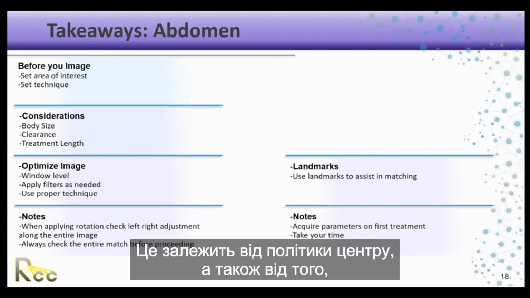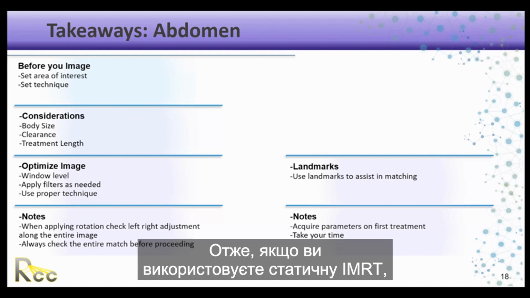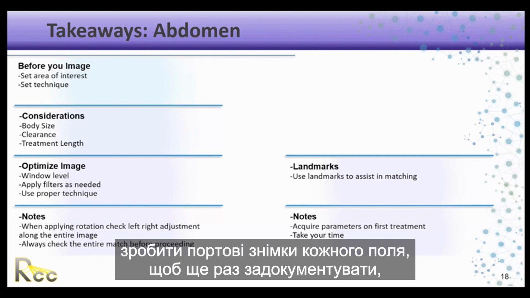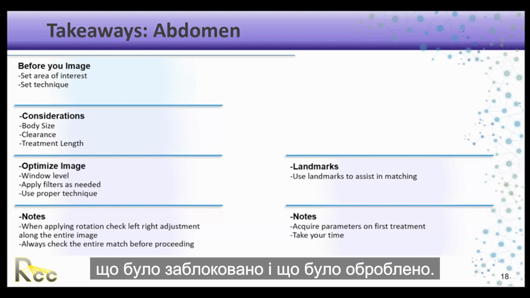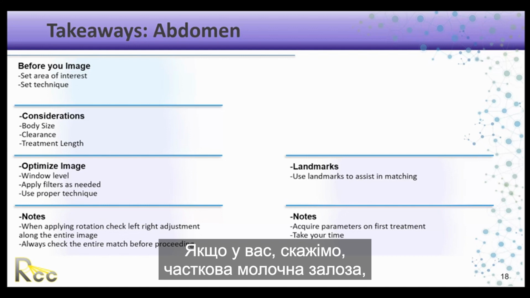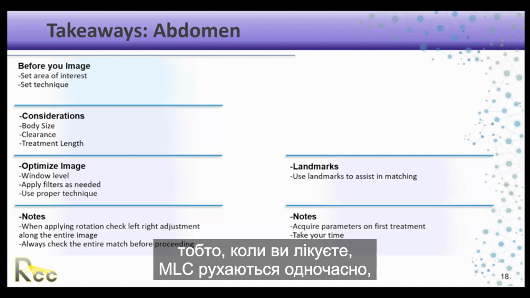It kind of depends on the policy of the center, and then it also depends on the way the IMRT was planned. So if you have static IMRT, also known as step and shoot, your facility may require you to take port films of every field to document, again, what was being blocked and treated. If you have, say, a partial breast and they're planning it with actual IMRT, meaning that when you're treating the beam, the MLCs are moving at the same time.